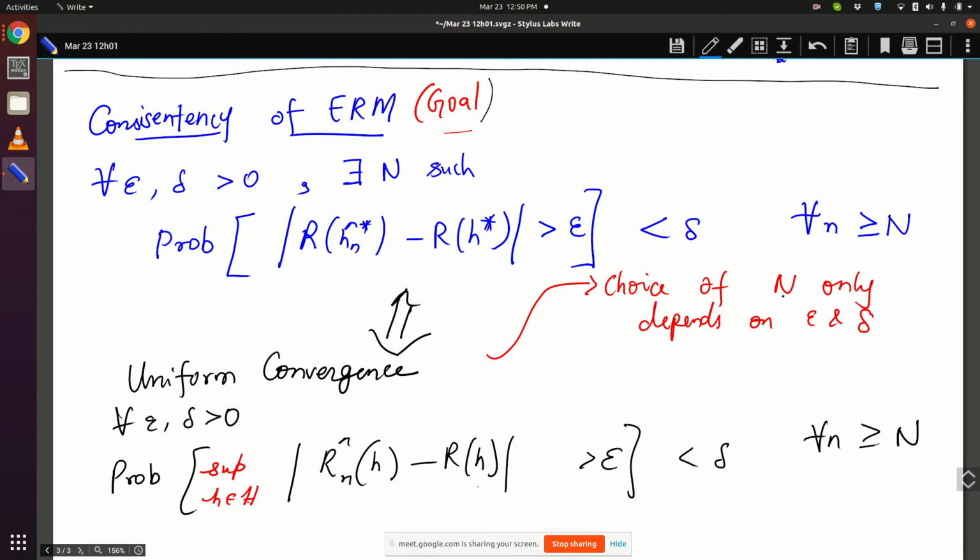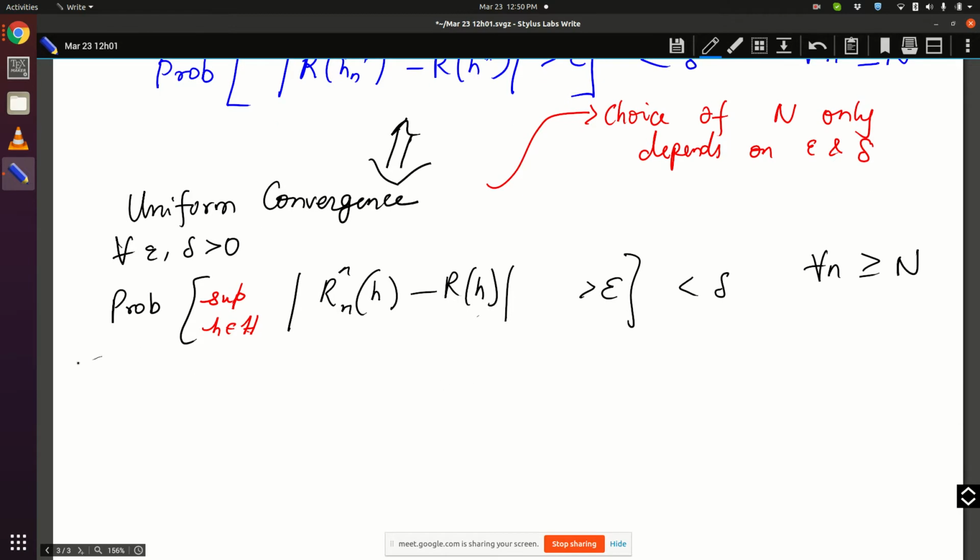I may not be able to check for this. How do you even go about checking for this? You see, Hn hat, I don't know how to check this. It may be much more difficult to check this, but it may be easy to check this. I have not shown you how to check for this, but suppose this is easy, then we just check for this. Whenever you are looking for a hypothesis bag, you ensure that it satisfies uniform convergence, then we are done.